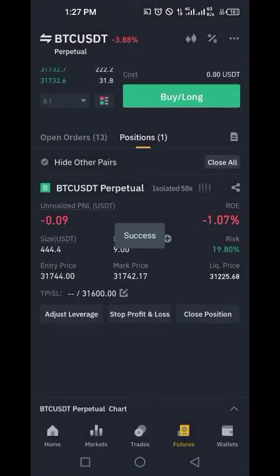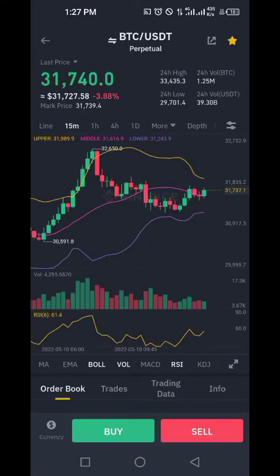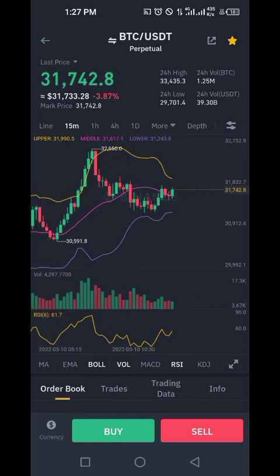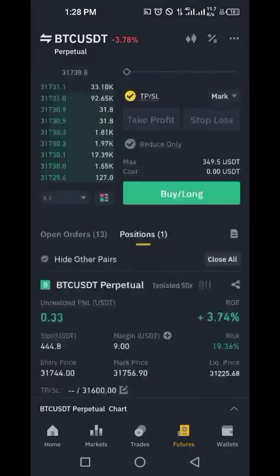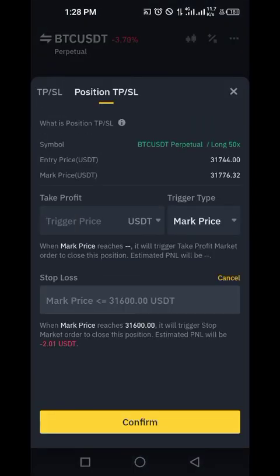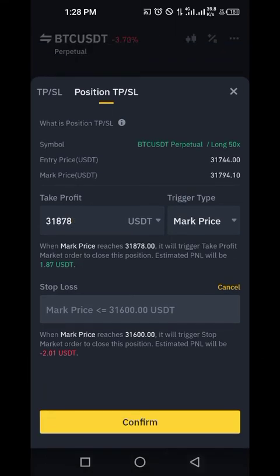Now take profits. You can also set your take profit here. Now don't worry about the charts I'm doing, just focus on the application. So let's say when it gets to 31,878, I want it to take profit. Now if you hit this level, I'll be making 1.87 USD.